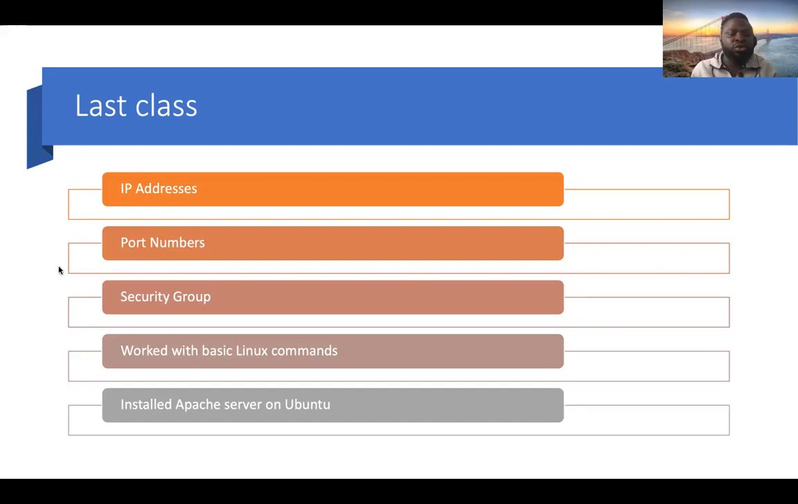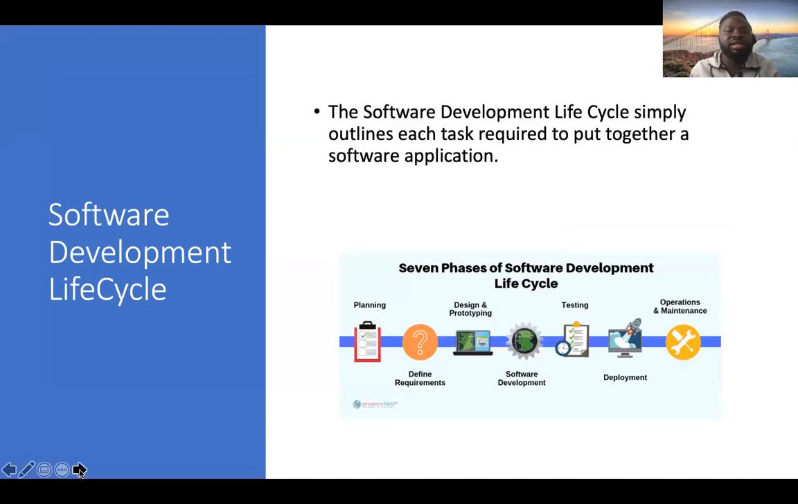We also did some Linux commands. We used Vim to edit code, and ls, pwd, cd, all those things. Guys, again, this takes practice, practice, practice. Then we installed Apache server on Ubuntu and accessed it via the IP address and port 80. So this is a recap of what we did during the last class.